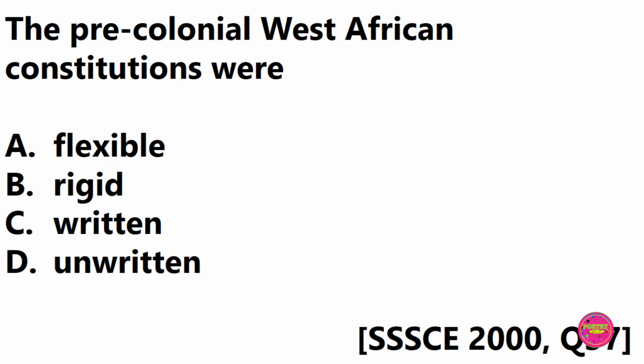The pre-colonial West African constitutions were A. Flexible. B. Rigid. C. Written. D. Unwritten. The correct answer to this question is D. Unwritten.